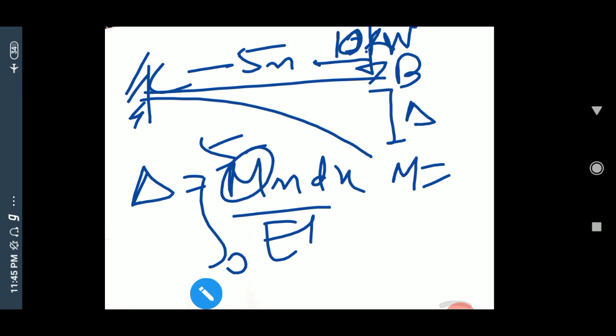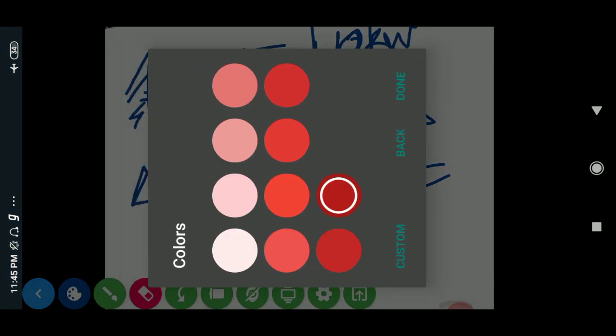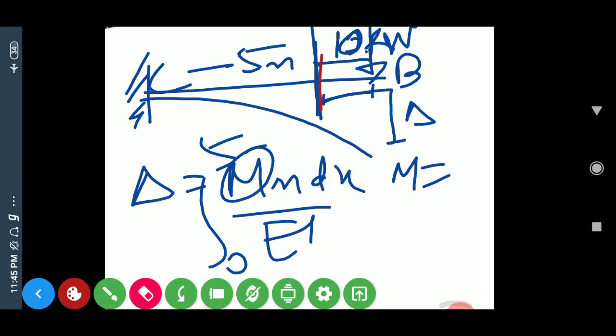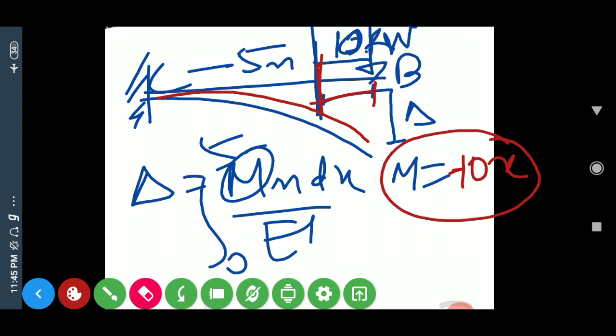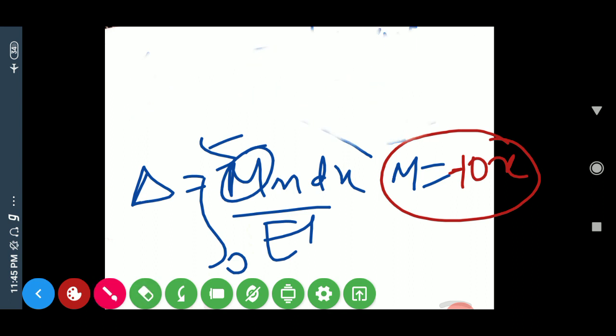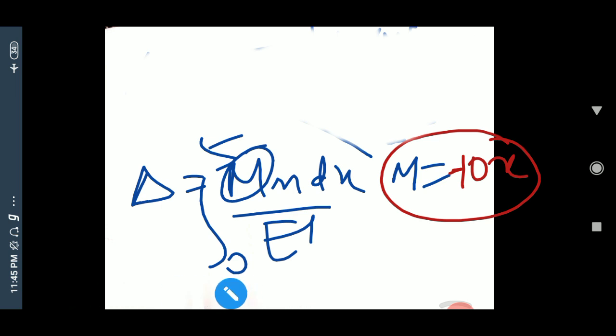So this 10 kilonewton was imposing at any point x a moment of 10 into x. It was negative because the beam was hogging. So the capital M was minus 10x. What is the value of small m? How did we derive this value of small m?